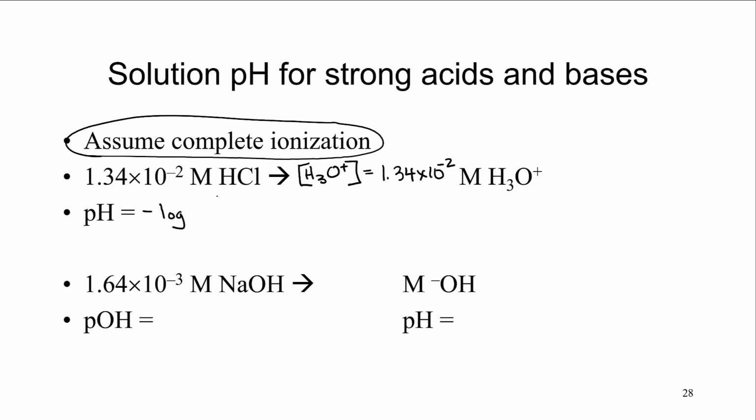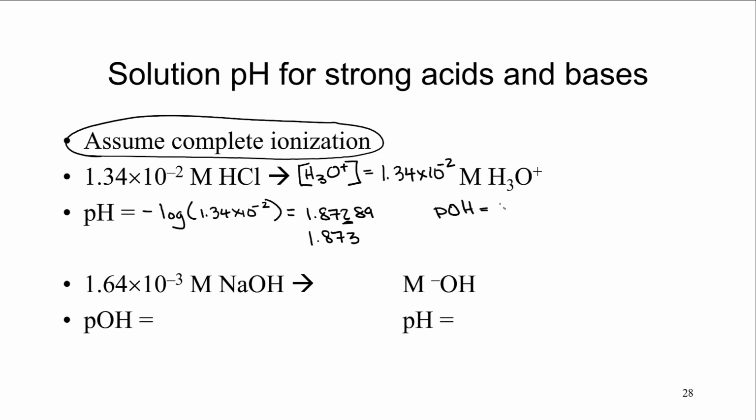sorry, 1.34 times 10 to the minus 2. That comes out to be 1.87289, right? It goes on and on and on. But there's three significant figures, so I'd be rounding it to that point. And so the pH is 1.873.